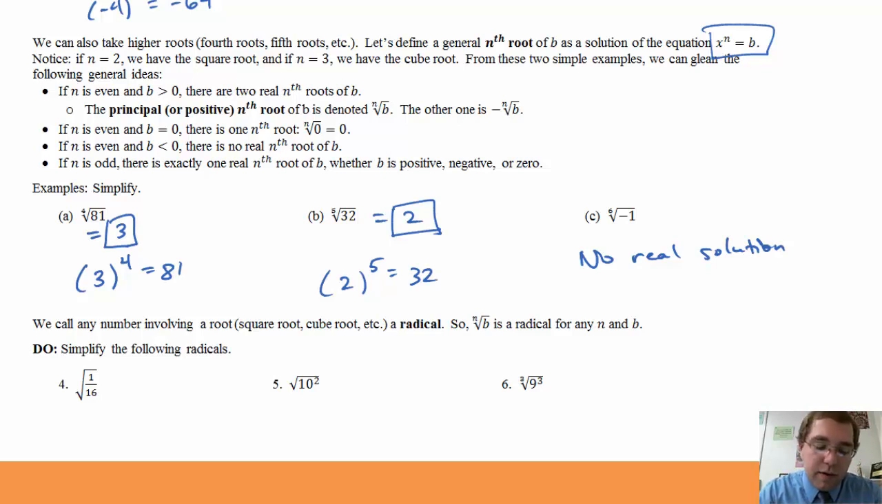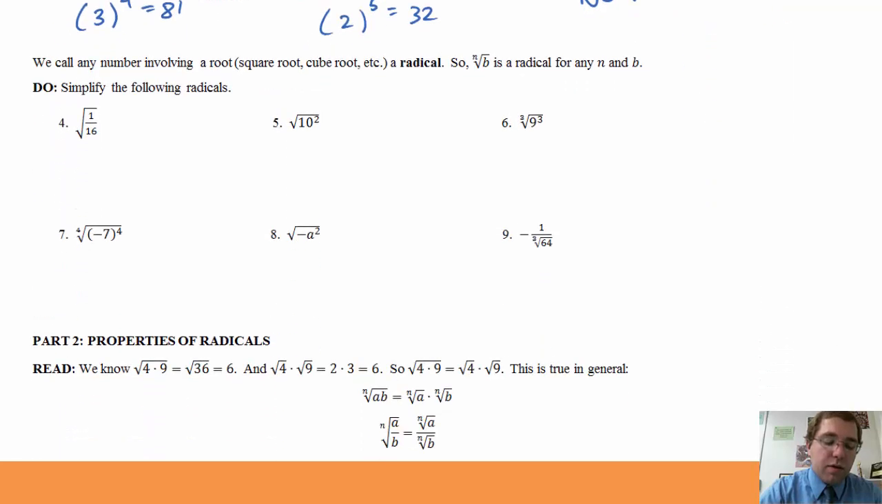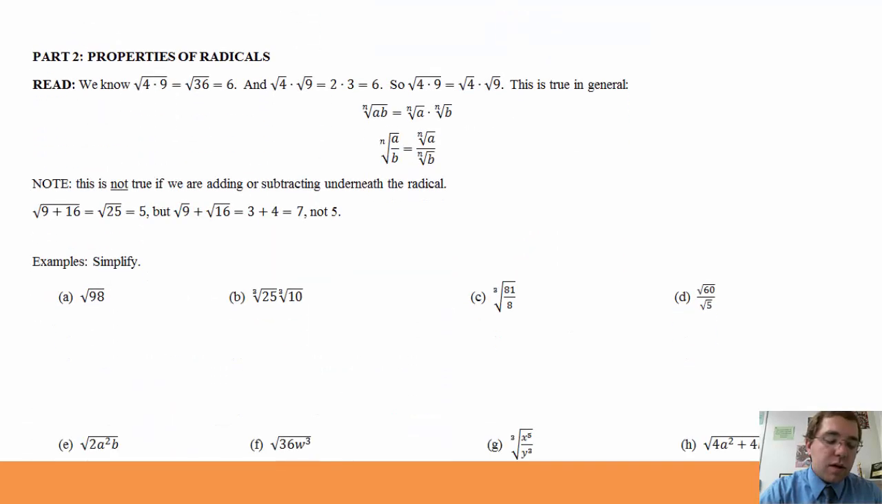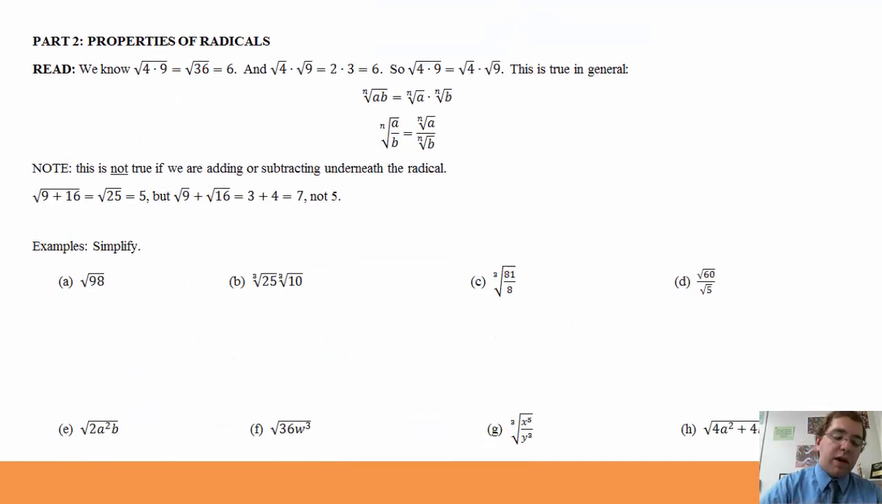We call any number involving a root, whether it's a square root, a cube root, etc., a radical. So the nth root of b is a radical for any number n and any number b. So you've got 9 radicals there that you need to simplify. Simplifying radicals is much easier with these properties.